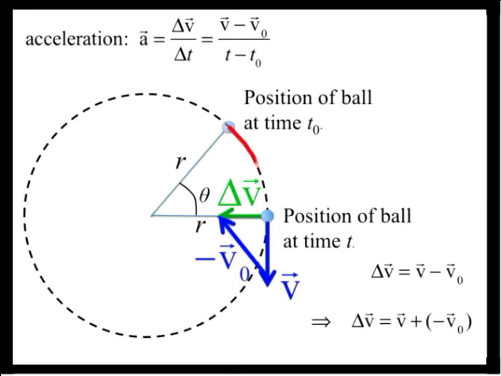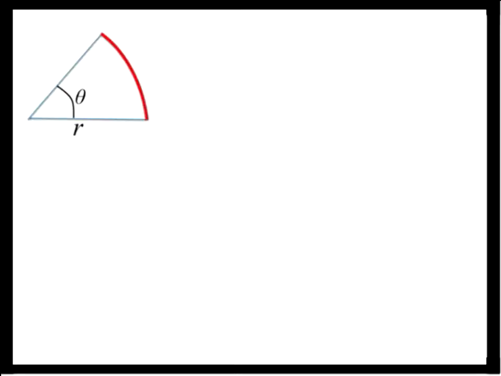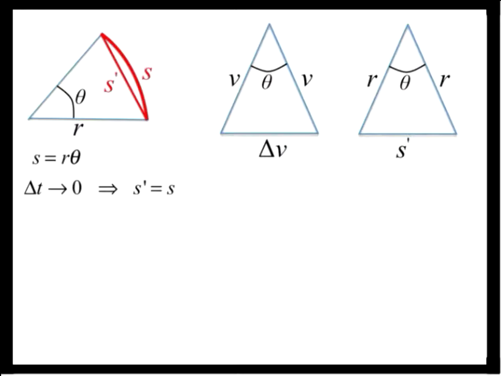Let's look at the section of arc swept out by the object as it moves from its initial to final position. We can call this arc length distance s, and it must be equal to r times theta. There is also a straight line distance between the initial and final positions that we'll call s prime. But in the limit that delta t approaches zero, and thus theta is small, s prime will be equal to s. Thus we end up with two similar triangles, one from the subtraction of the velocity vectors we did previously, and this one from looking at distances.